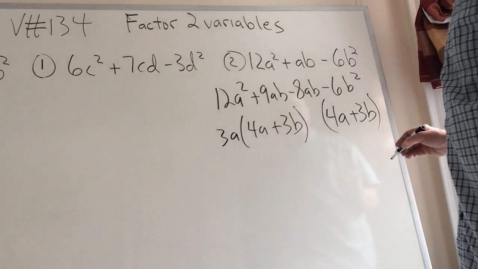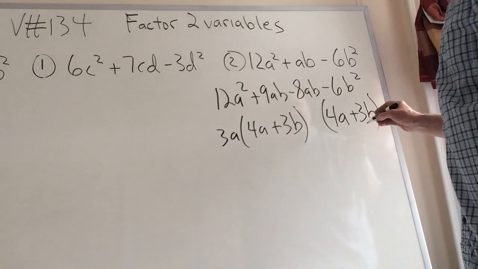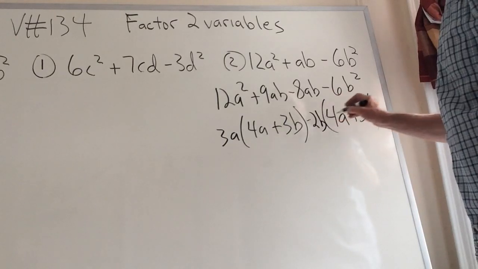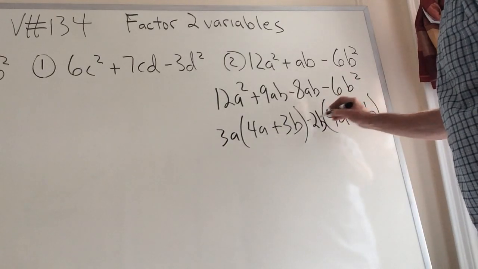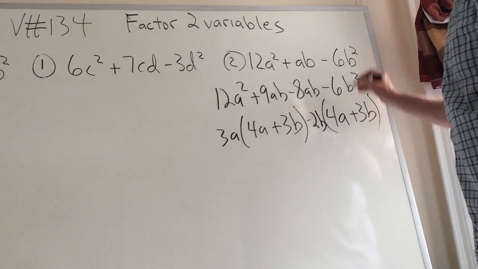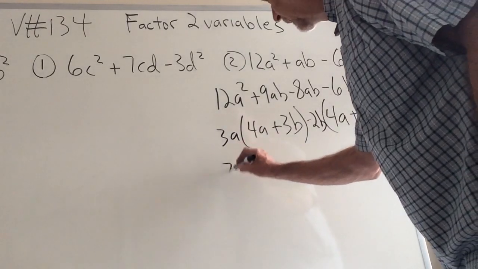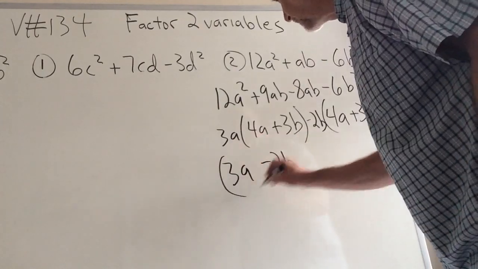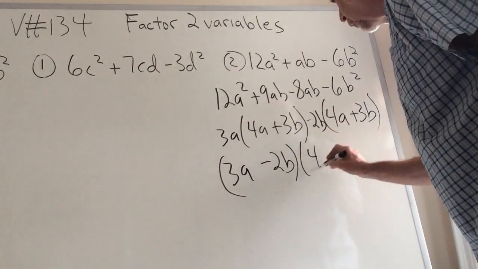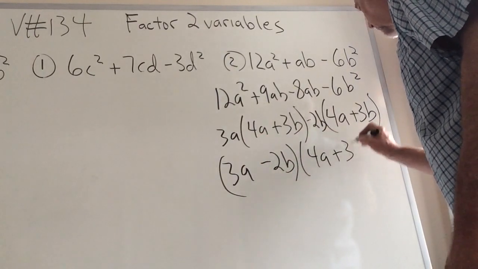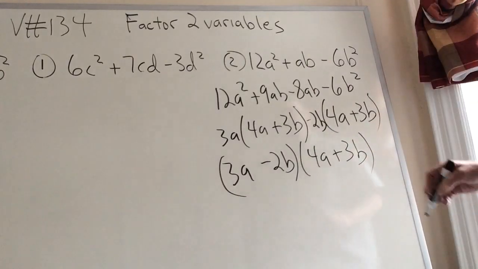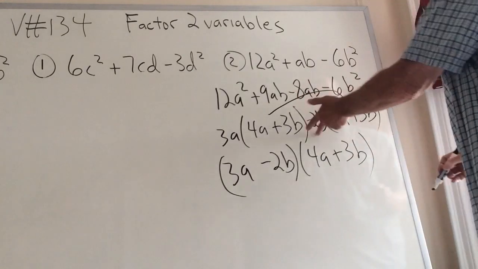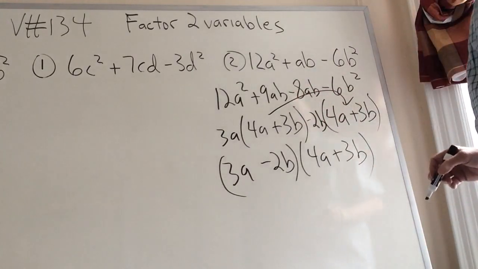And what number is going to work over here? And it looks like the negative 2B works. So let's see. This times this is that. And this times this is that. So I found it. It's 3A minus 2B times 4A plus 3B. Notice when things get a little more complicated, it's a great idea to just rewrite this and just look for what works to make it happen.